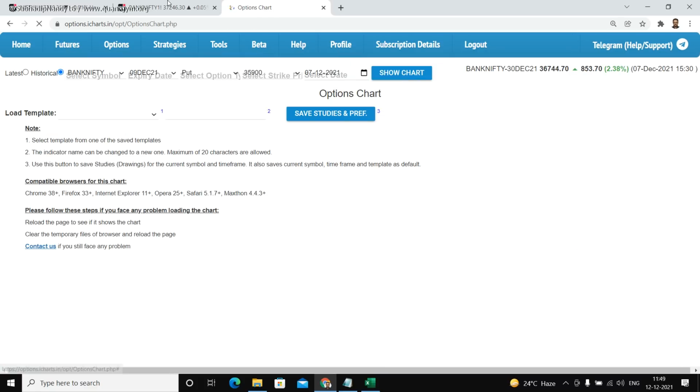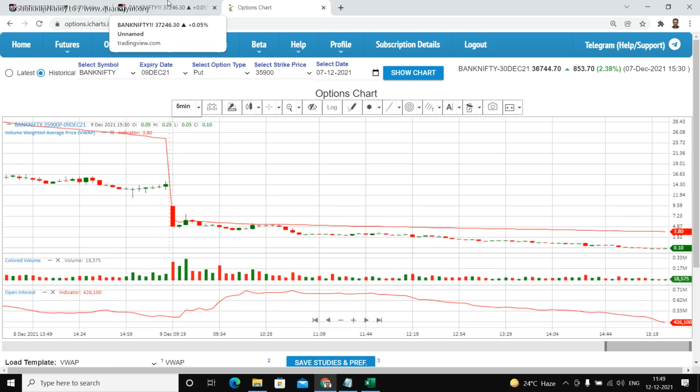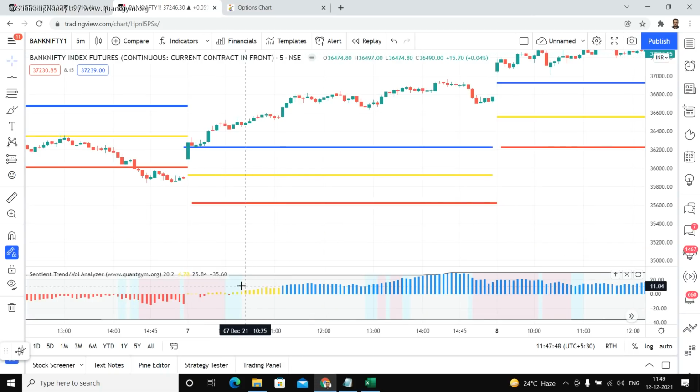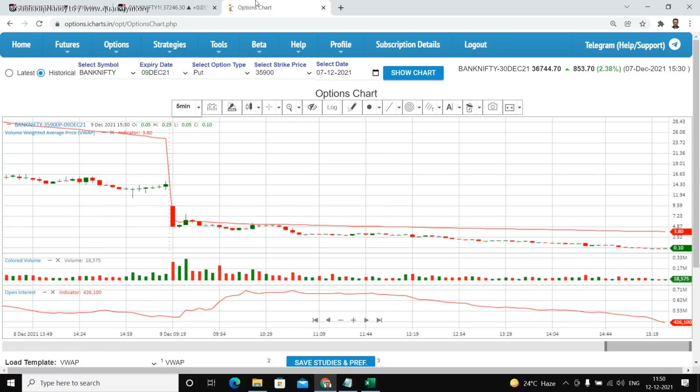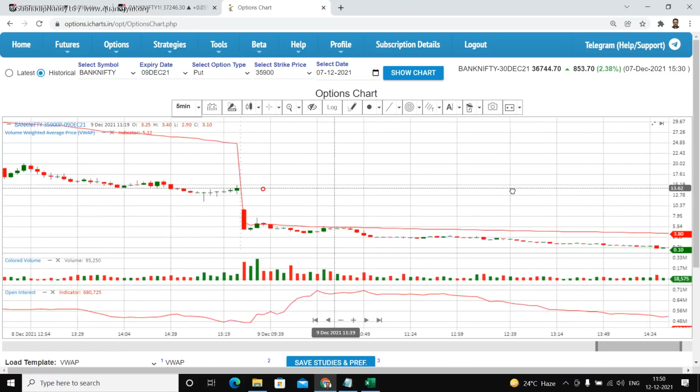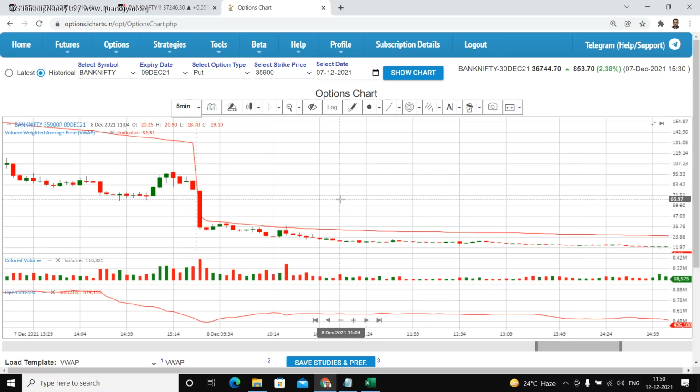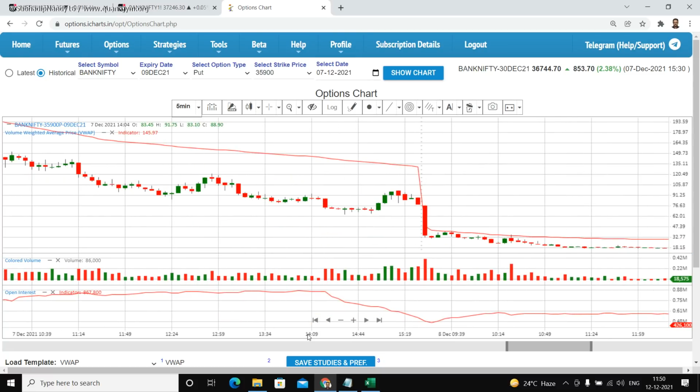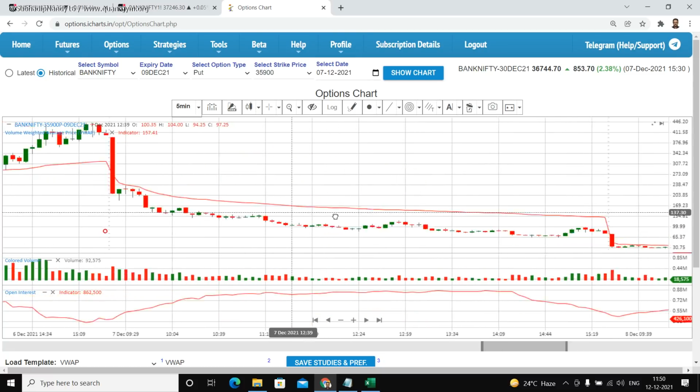35,900 show chart. And the time when I'm selling this is when this is turning white. That is around 10:25. Let's see. At date is, no, this is 9th. I need the date of 7th. Yeah, this is 7th December.